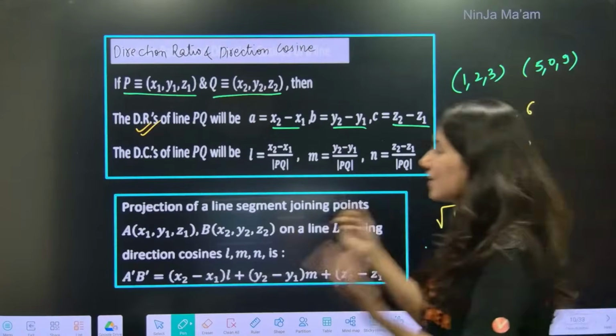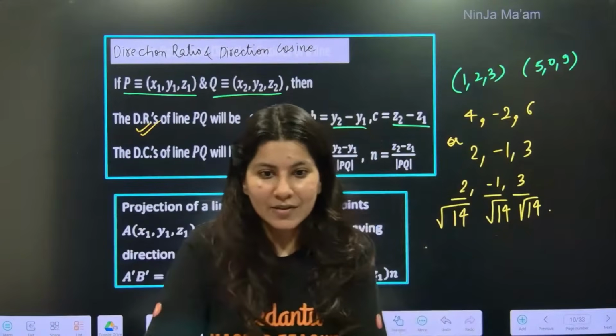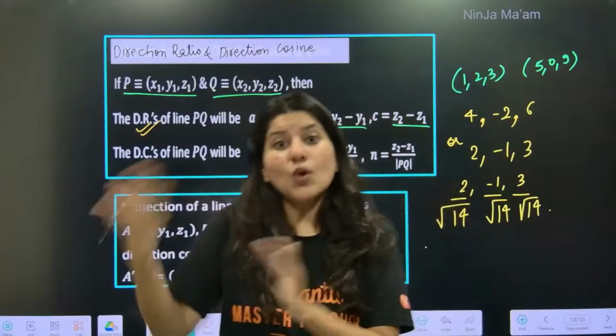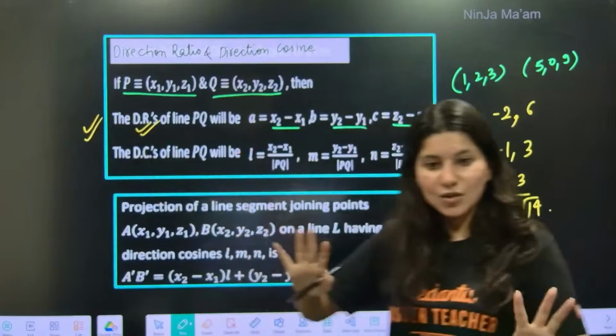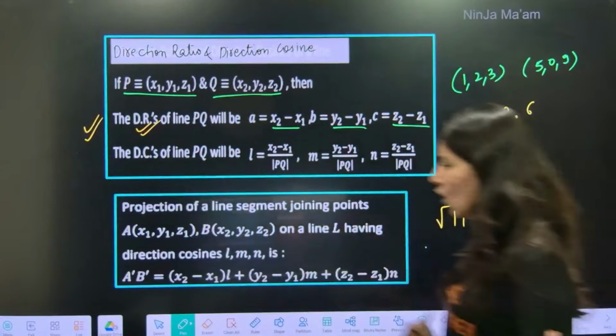Okay. So direction ratio when 2 points are given to you, done and dusted. Direction cosines when 2 points are given to you, done and dusted. Understood everybody? Okay. Alright.